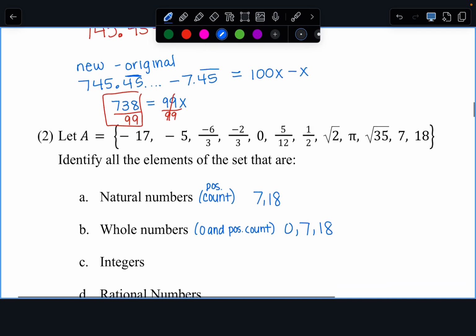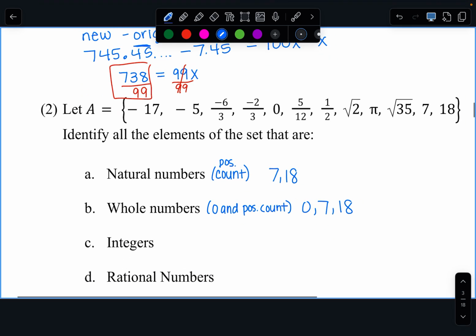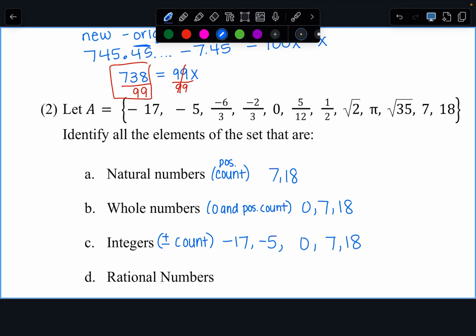Integers are positive and negative counting numbers. So, what are my integers? Zero, 7, 18. What does it say between the I count? Does that say plus or minus? Oh, plus or minus.